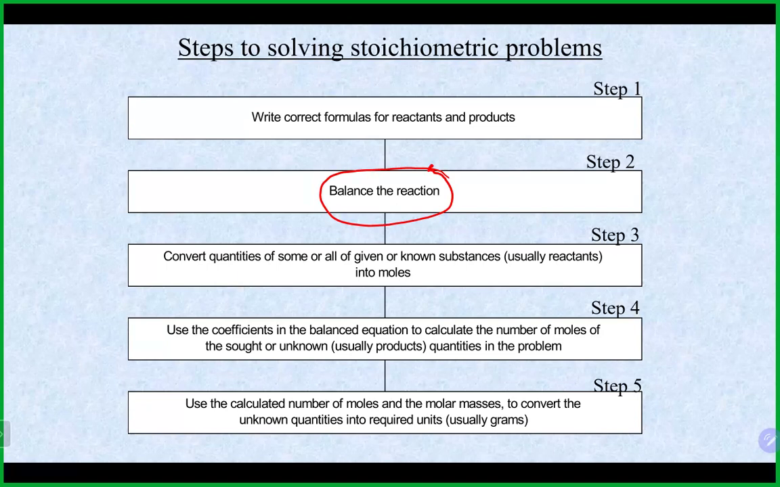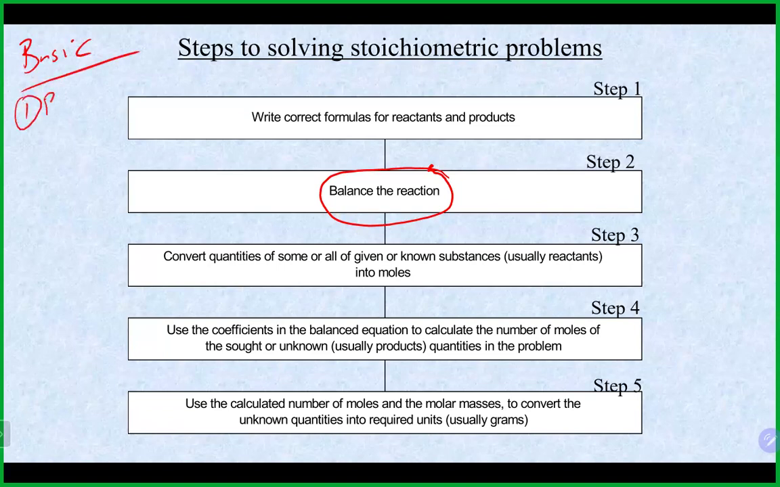Then pretty much whatever they give you, you want to convert them into moles. And once you convert them into moles, that will allow you to use the equation as a conversion factor to go from moles of what they gave you to moles of what you're interested in the problem. And lastly, you'll do some type of conversion from moles to something else. So in a basic stoichiometry problem, there really is 4 steps.